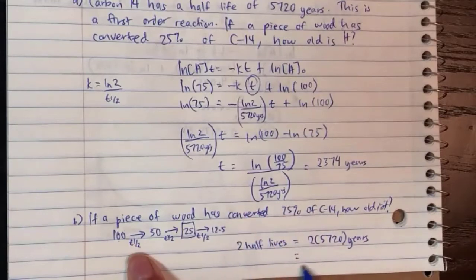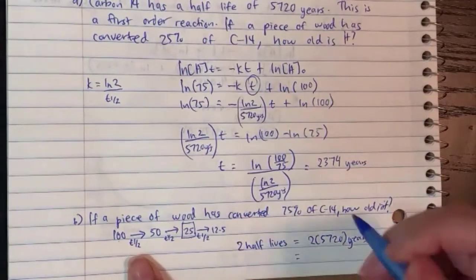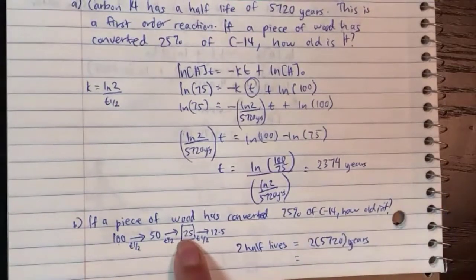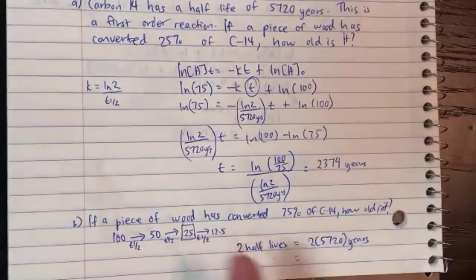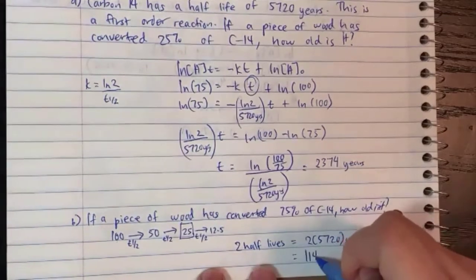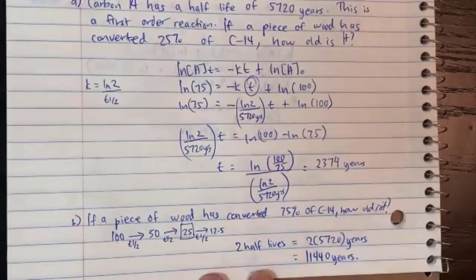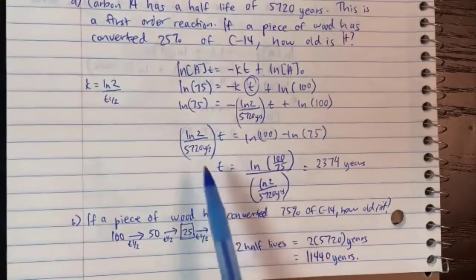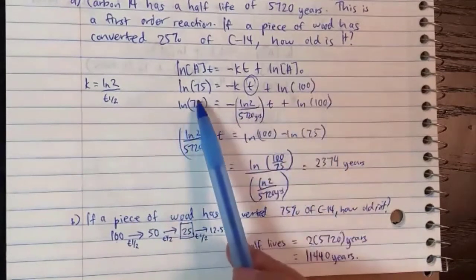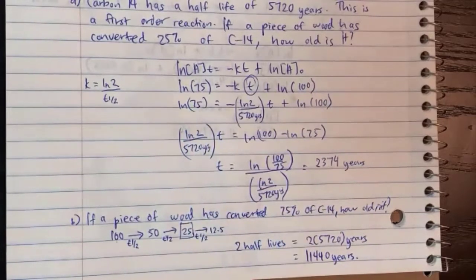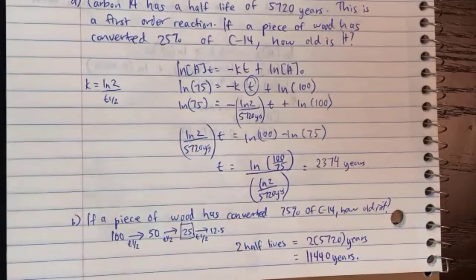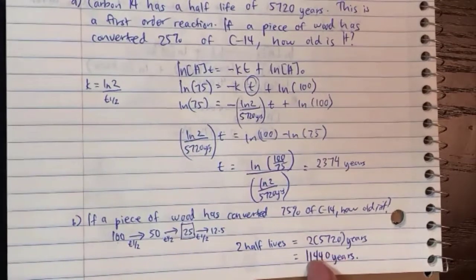But if you saw something like this, yes, you can go ahead and just do that, because this is exactly 25. That's 2 half-lives. So 2 half-lives would be 11,440. That's one way. The alternate method is to plug into the same equation here, and all you do is switch from 75 to 25 because it has converted 75%. You'll get the same answer. Well, close enough. Sometimes with rounding it'll change a little bit, but it'll be around this answer right here.